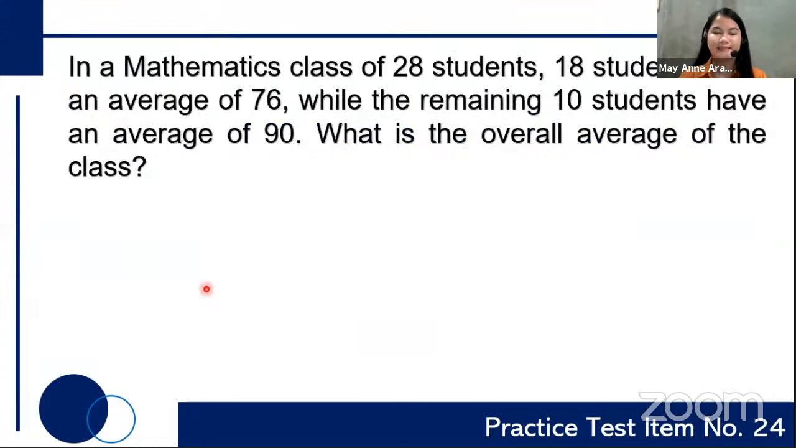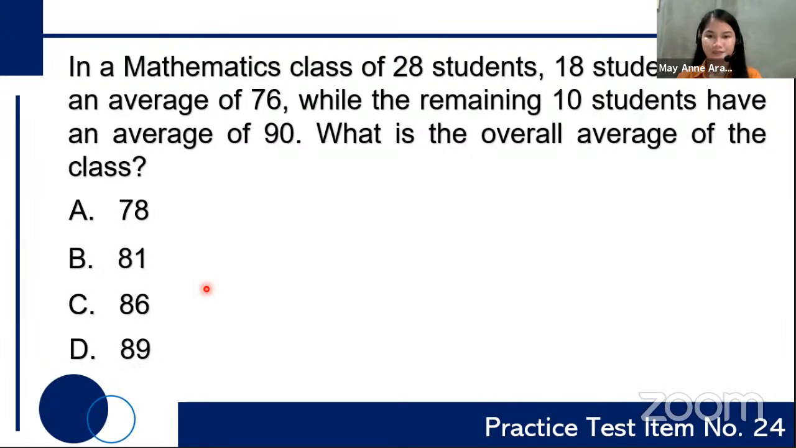Okay? Next. In mathematics class of 28 students, 18 students have an average of 76, while the remaining 10 students have an average of 90. What is the overall average of the class? Okay, these are the choices. A, 78, B, 81, C, 86, D, 89. So again, parang katulad lang din ito nung kanina. Sum uli, yung sum. Then, after getting the two sums, divide nyo na by 28.